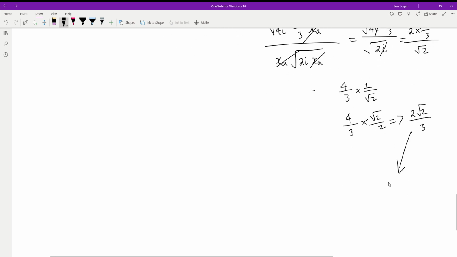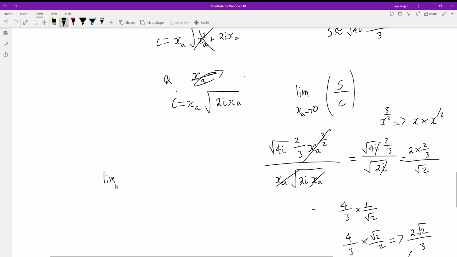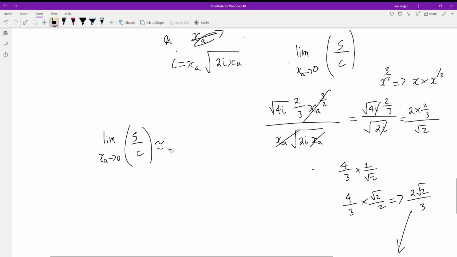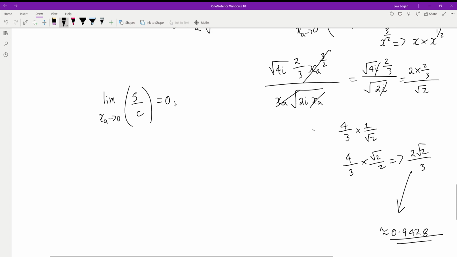Now, if you put this into a calculator, this approximately equals, where's my calculator? Alright, this one is not turning on. This one will. Right. If you put that into a calculator, it's approximately 0.9428. Now what does this mean? This is a really special number. So what this means here is the limit as x of a approaches 0 of S over C is approximately 0.9428.